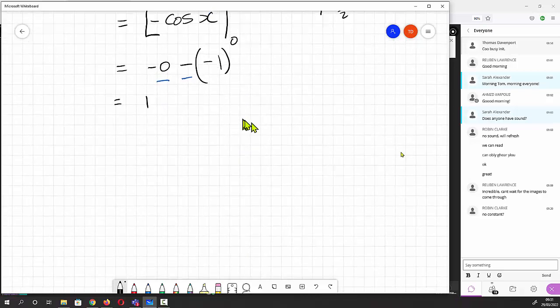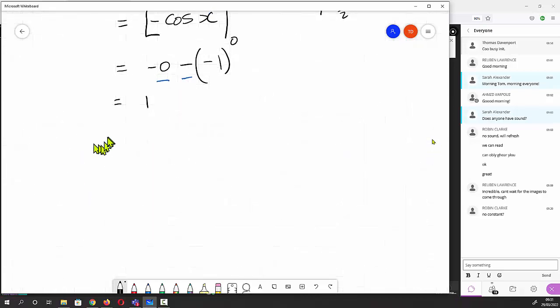Let's do another example. Let's do a polynomial. So we're going to do the integral, let's have some proper values, let's say between 1 and 3 of 3x squared minus 2x plus 1 dx. Okay, so we're going to integrate this. It's a polynomial, so we can do it term by term.